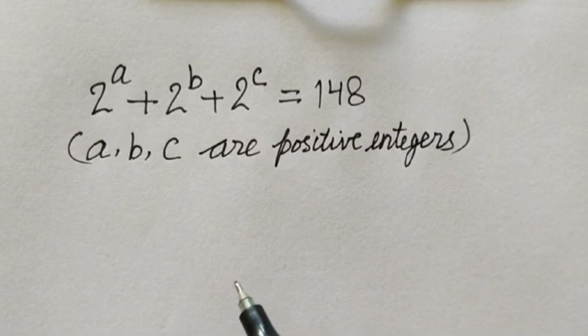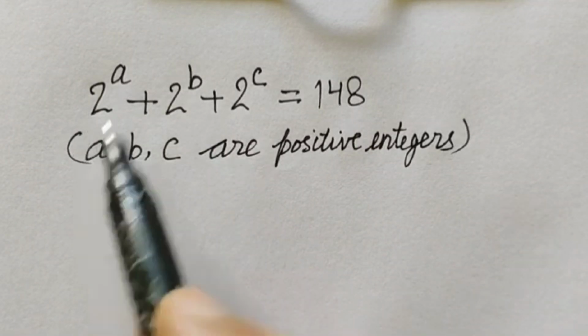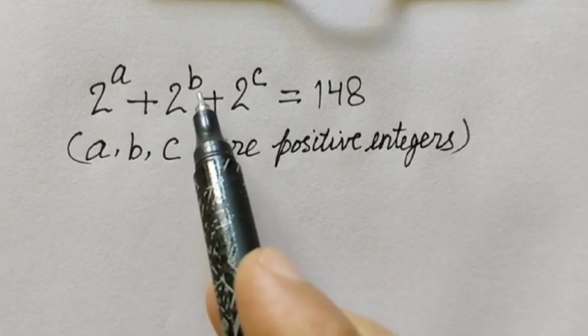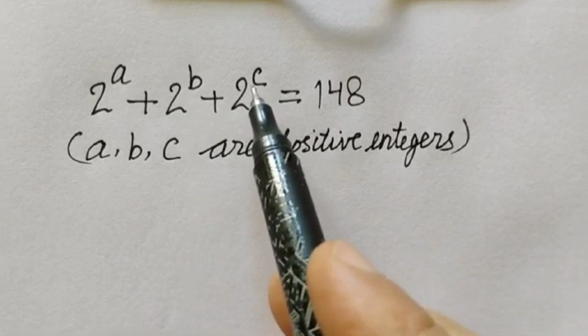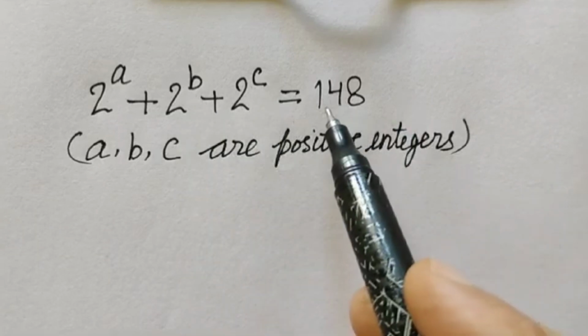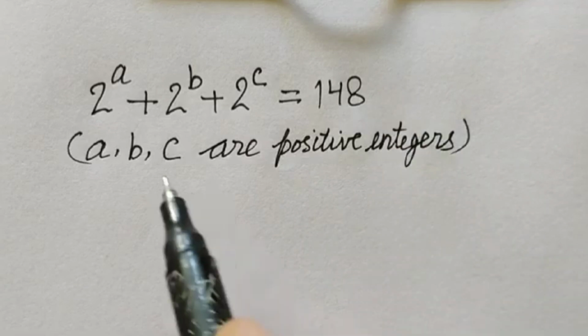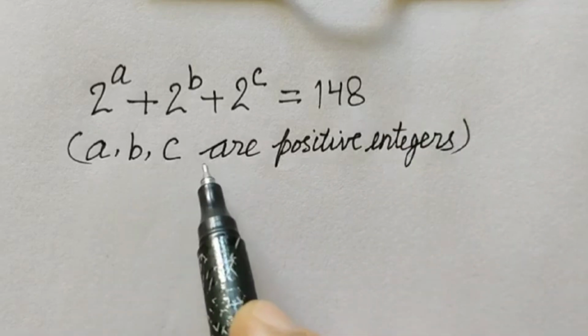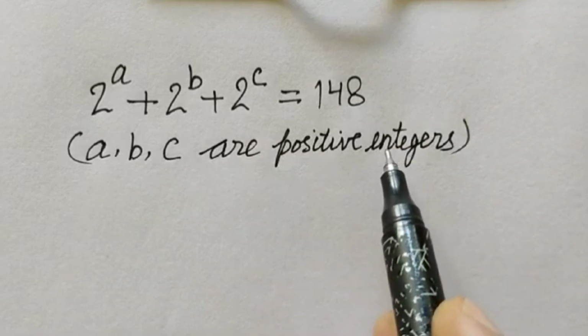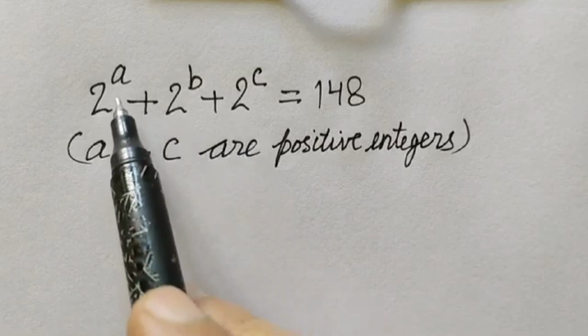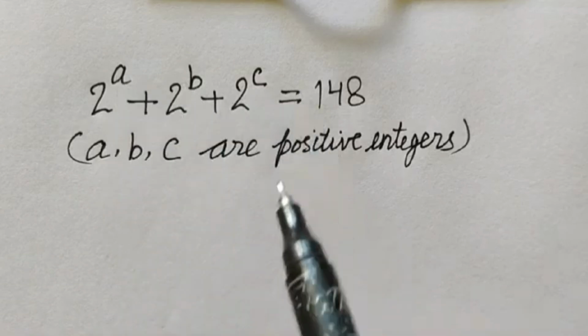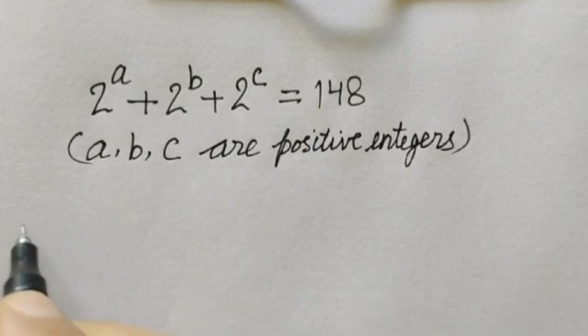Hi friends, today we have a nice equation: 2^a + 2^b + 2^c = 148. The condition given is that a, b, c are positive integers. So we have to find the values of a, b and c. So let's start.